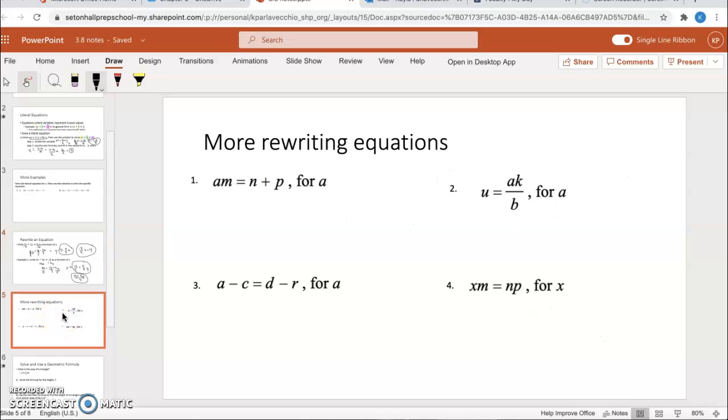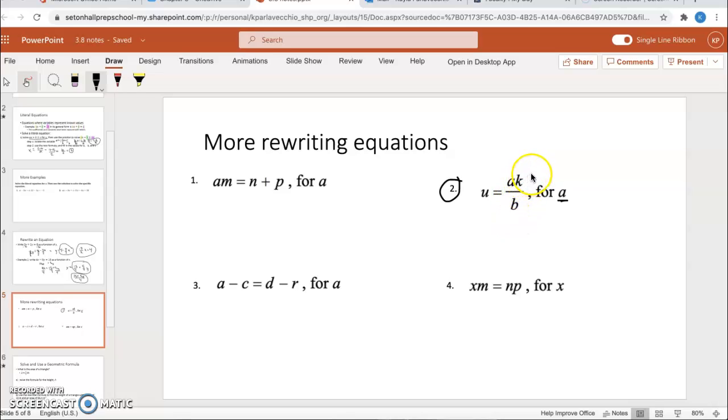Here are a few other examples of solving for a variable, and I'm only going to focus on a few of them. One of them I really would like to focus on is this number 2 here. When I'm solving for a variable that's in the numerator of a fraction, I need to get rid of that fraction first. To get rid of a fraction, the easiest way is to multiply both sides of the equation by the denominator.